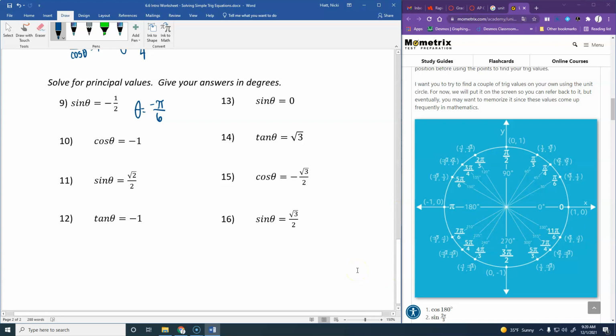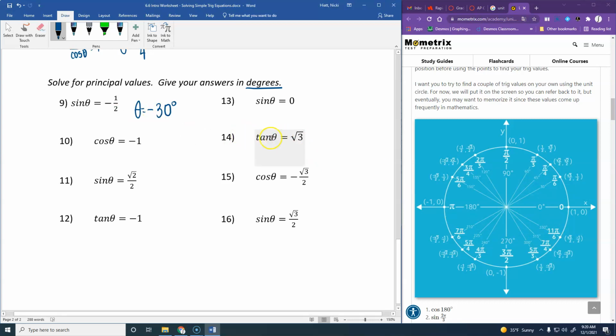Actually, this says degrees, so let's go back and fix that. Instead of negative pi over 6, we're going to have negative 30 degrees, because we'll be looking at the degree there instead of the radians.